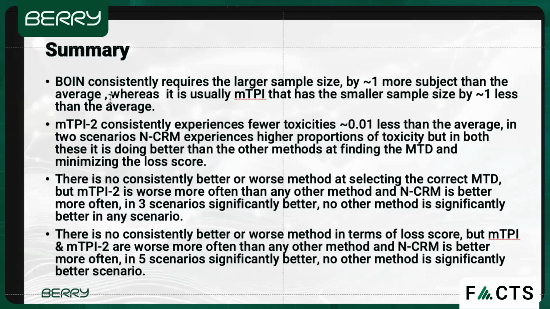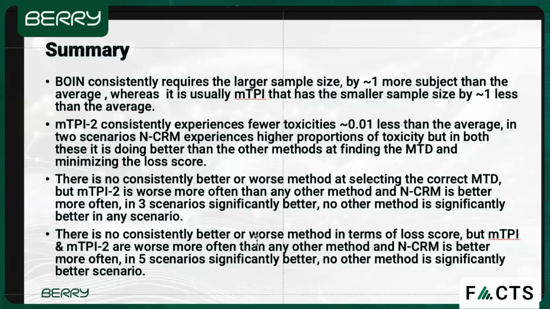So, in summary, the Boyne is consistently requiring a little bit larger sample size. The MTPI2 consistently experiences fewer toxicities. In the two scenarios where NCRM experiences higher proportions of toxicity, in both those, it's doing considerably better than the other methods in finding the MTD. So it is naturally exploring a dose with a higher toxicity rate. There's no consistently better or worse method at selecting the correct MTD. But the MTPI2 is worse more often than any other method, and NCRM is better, and in three scenarios, significantly better.